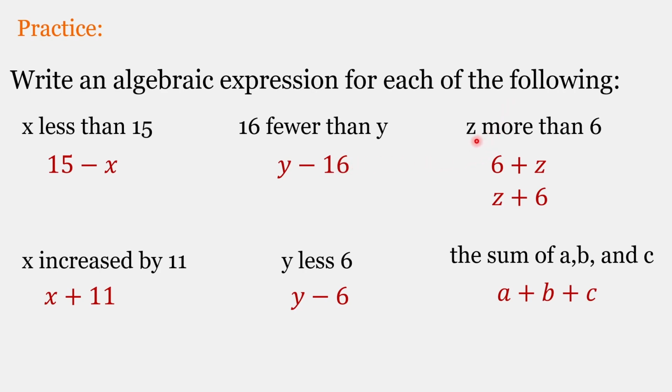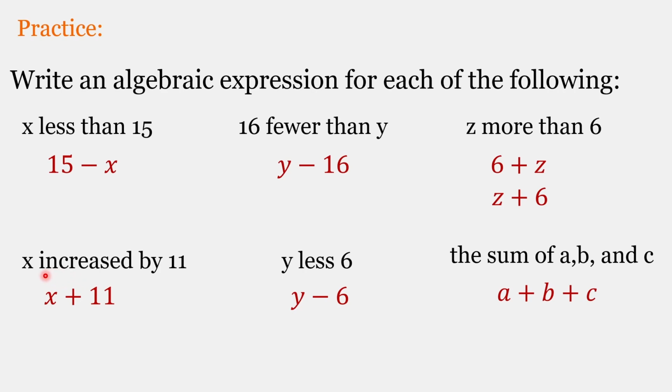For the third problem, Z more than 6. Again, similar to subtraction, we're going to start with the 6, and then we add Z to it. So we get 6 plus Z. But it's customary to start with the variable, and since order does not matter in addition, Z plus 6 would be a better answer. But again, both of these are correct. They mean the same thing.